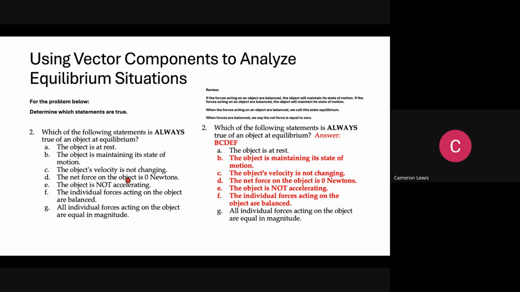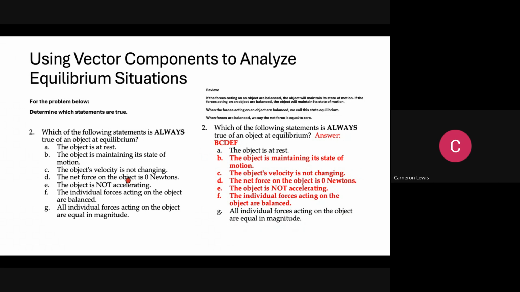So just because an object is at rest, it is at equilibrium, but just because an object's at equilibrium does not mean it's at rest. It could be moving and just maintaining a state of motion. Does that make sense? Yeah, that makes sense. All right, let's go to the last one, right?